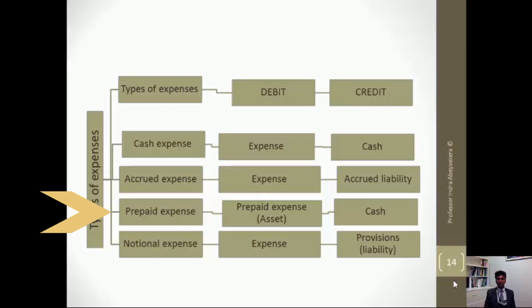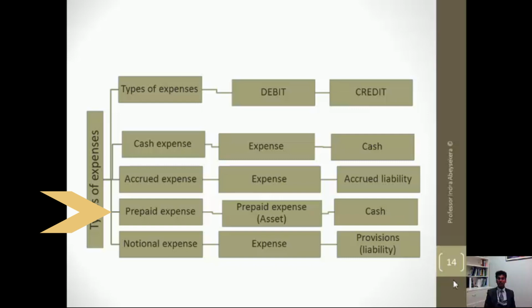The third type of transaction is where the product or the service was received but will be consumed in the future, and cash was paid now in this period. So we credit cash. Cash was paid in this period, and we debit prepaid expense. And prepaid expense is a product or service that was received but will be consumed in the future.